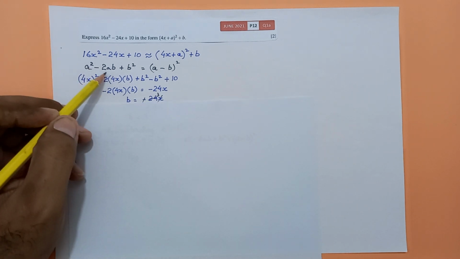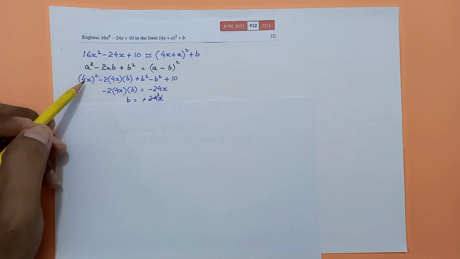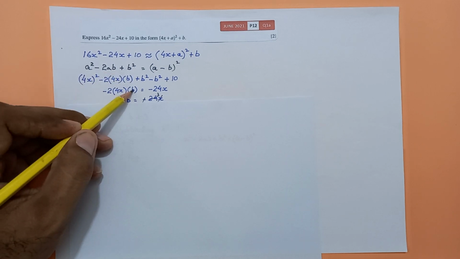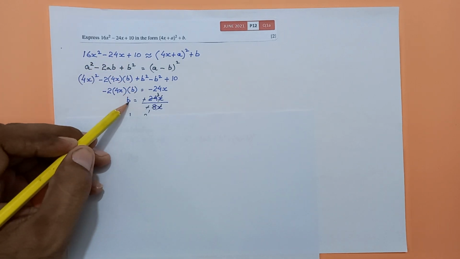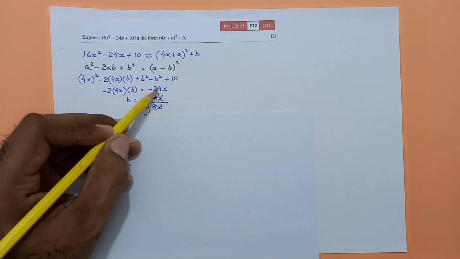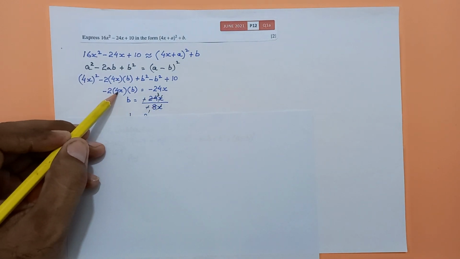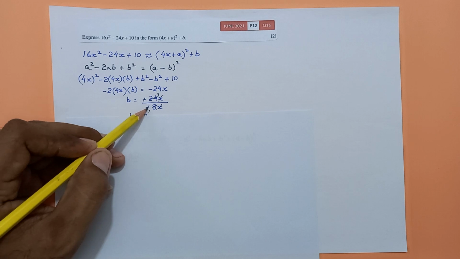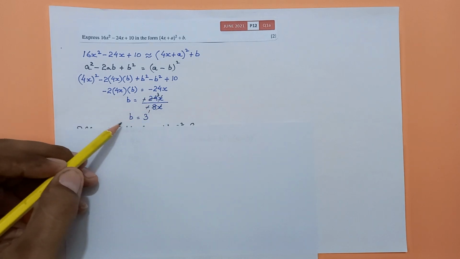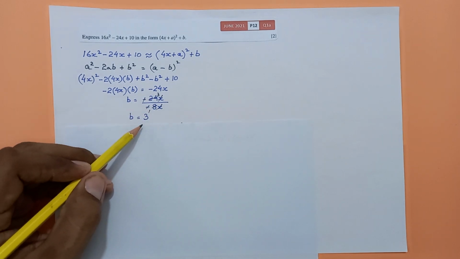Just write −2, and instead of a write 4x, and then multiply by b, because basically we need b, and make it equal to this negative 24x. Then b would be equal to −24x divided by −8x, and after cancelling the x and the negative sign, 8 threes are 24, so finally we have got b as 3.